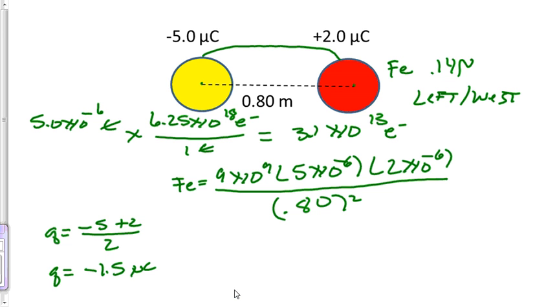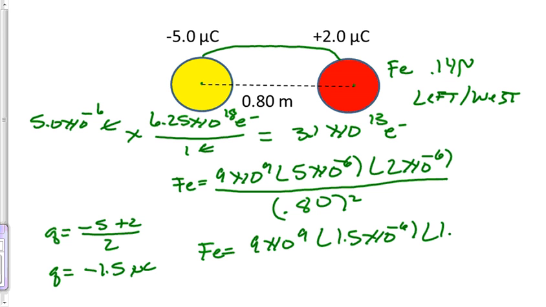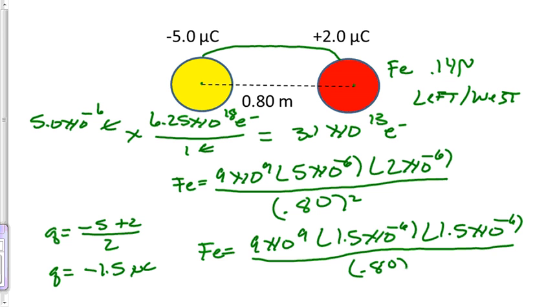And we want to calculate the electric force now existing between both charges once the metal conducting wire has been put across them. So I'll just do force electric equals 9 times 10 to the 9 multiplied by 1.5 times 10 to the minus 6. Notice again, I'm not writing the negative in there. Multiplied by 1.5 times 10 to the minus 6 divided by 0.80 squared again. And our new force electric is equal to 0.032 newtons.